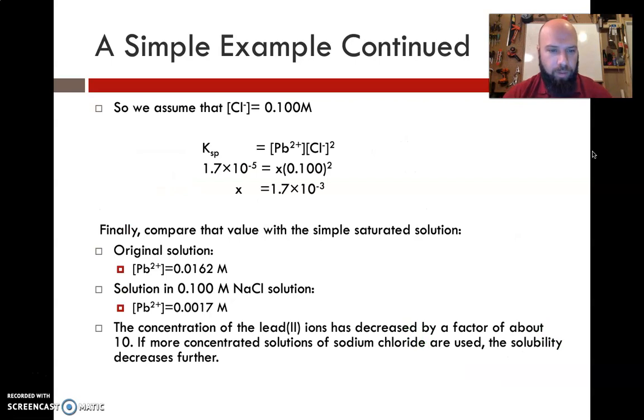So, yes, we can assume that the chloride ion concentration is 0.1 molar, and then plug that value in to solve for X. That X is then the lead ion concentration, and then you compare that to the saturated solution. So in our original solution, the lead concentration was 0.0162, and in the solution of 0.1 molar sodium chloride, it's 0.0017. The concentration of lead ions has decreased by a factor of about 10. If more concentrated solutions of sodium chloride are used, the solubility will continue to decrease.